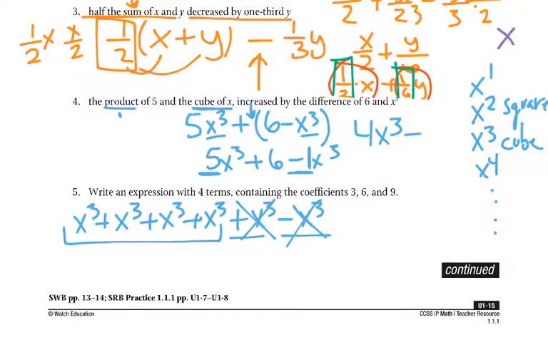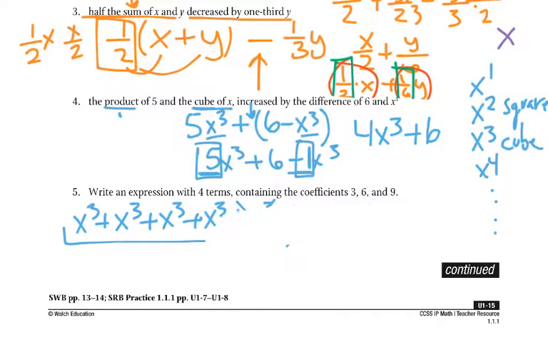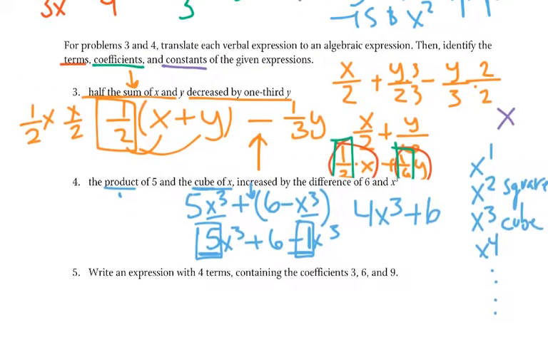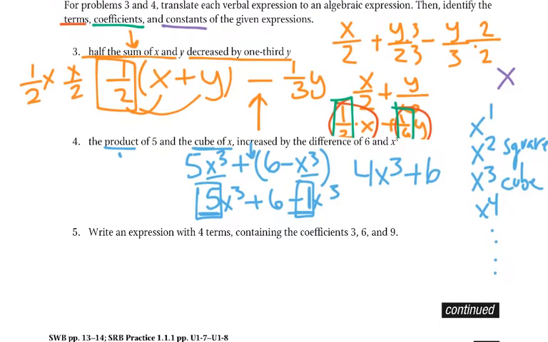And then we didn't deal with the 6, so just plus 6. The other way to think about it is take your coefficients, 5 minus 1 gives us a positive 4. Okay? So same concept, just trying to give you some simplified, maybe, ways of thinking about it.